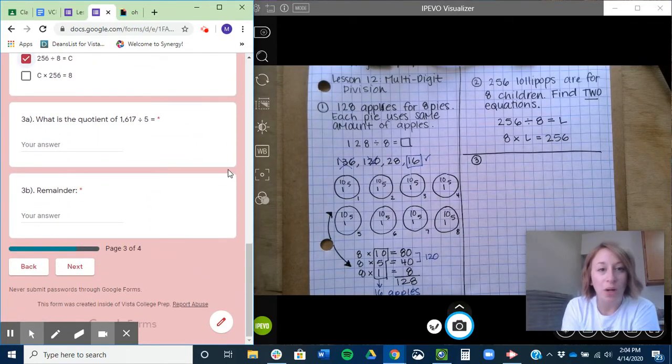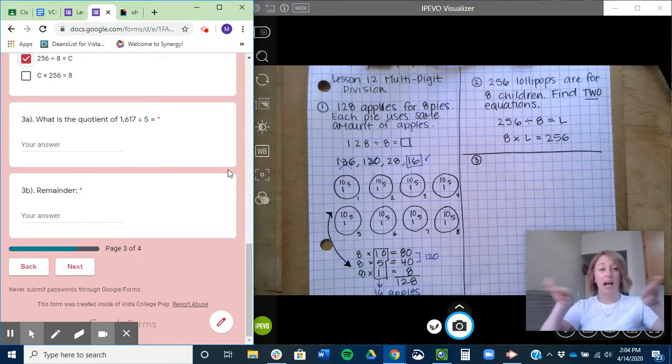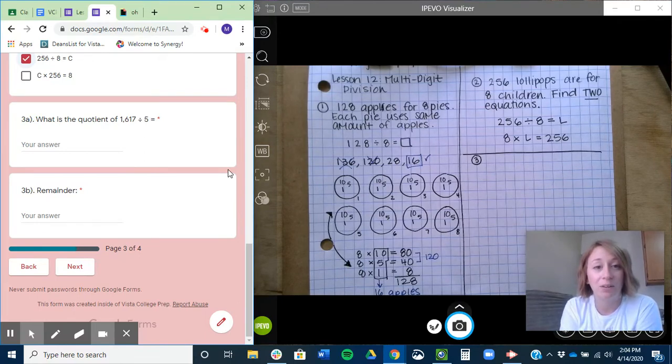Okay, question number 3 says, what is the quotient of 1,617 divided by 5? Say the word quotient to yourself 2 times. How many times? That's right, 2 times. Say it to yourself twice. Remember, quotient is the answer to division expressions. Whenever we divide, our result is called, that's right, the quotient.